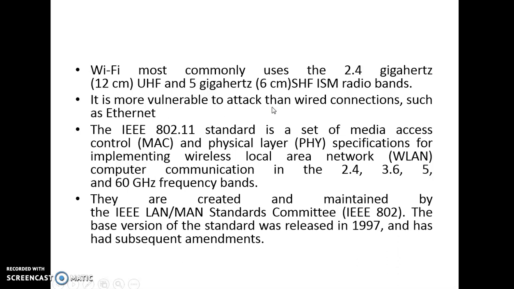The IEEE 802.11 standard is a set of media access control and physical layer specifications for implementing wireless LAN computer communication in the 2.4, 3.6, 5 and 60 GHz frequency bands. So there are various frequency bands. They are created and maintained by the IEEE LAN/MAN Standards Committee, that is IEEE 802. The base version of the standard was released in 1997 and after that it has had various amendments.